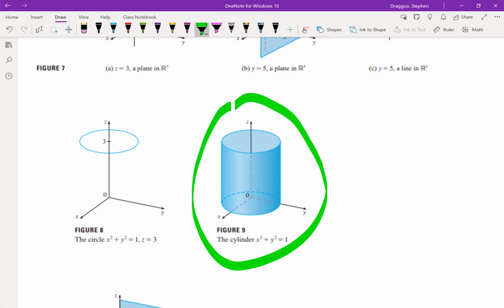Since we said nothing about z, that means z is a free variable. It can do whatever it wants. So we get a cylinder where we can move up and down along that z-axis as long as we stay within the circle x squared plus y squared equals 1.